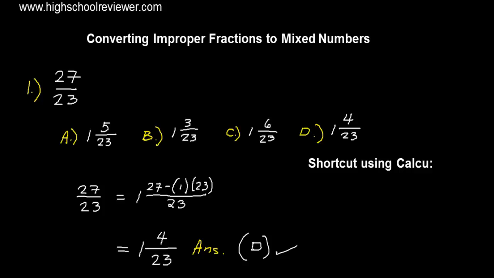Here are the solutions for our exercises converting improper fractions to mixed numbers. Problem number 1, 27 over 23, and these are the choices.